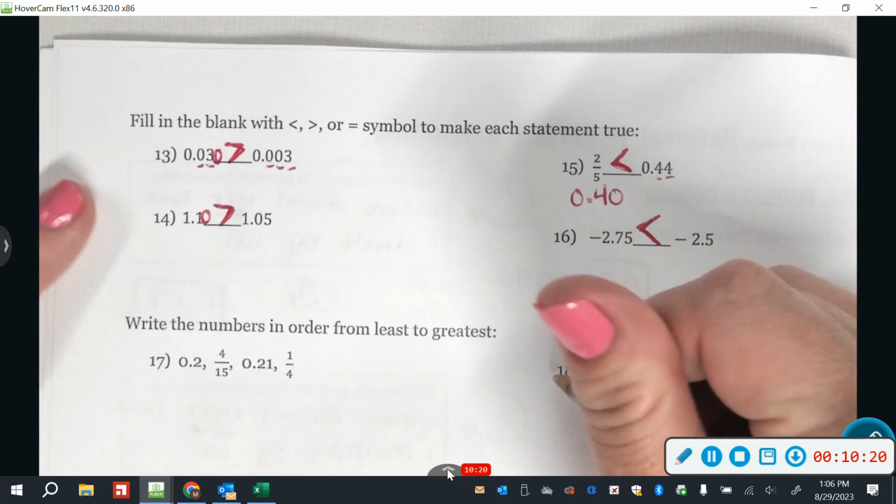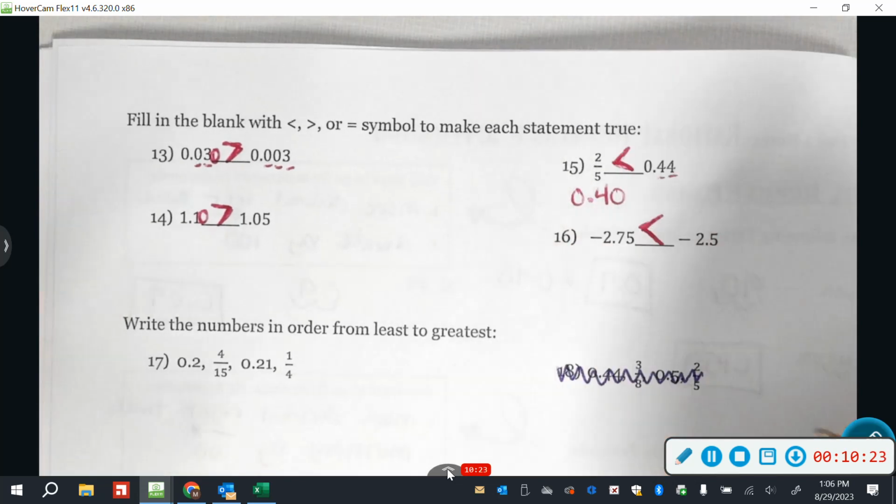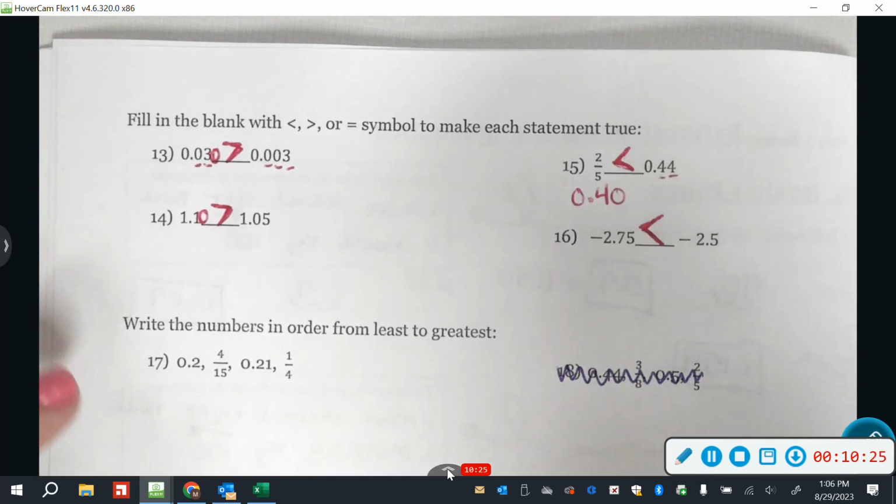Awesome. Okay, we're not going to do number 18 just because it's pretty simple, and there's no point in doing both.